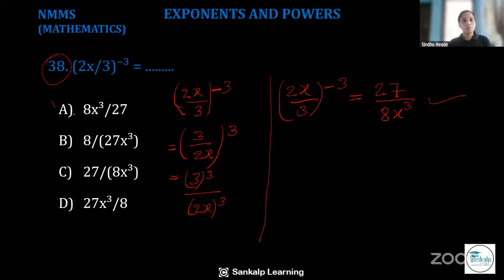So option A is wrong because it is the reverse of our answer. Option B, 8 divided by, is fully wrong. Option C, 27 by 8x cube. Yes, this one matches. So here the correct answer is C.